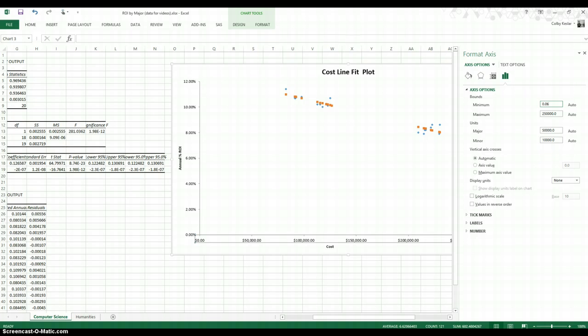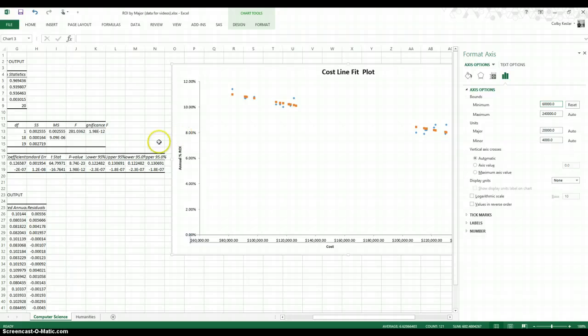0.06. Whoops. Notice it's actually got the horizontal selected. Okay, let's do that first. The horizontal, we could do about 60 to 70,000. Let's do 60,000 to be on the safe side.